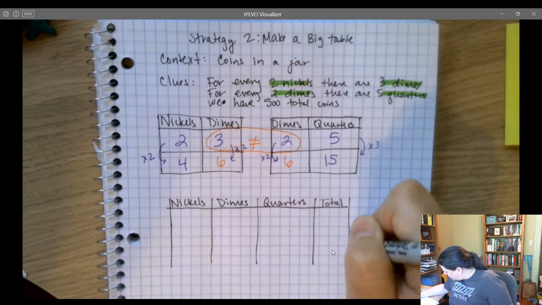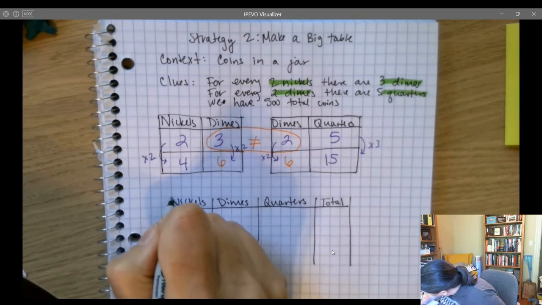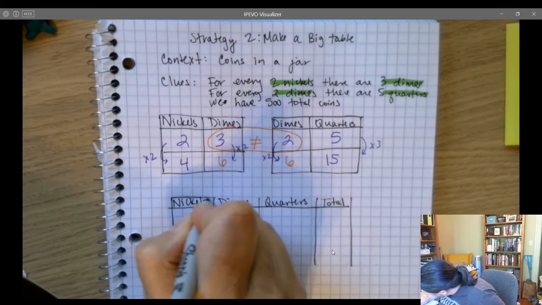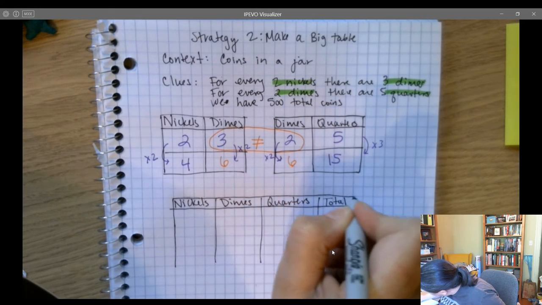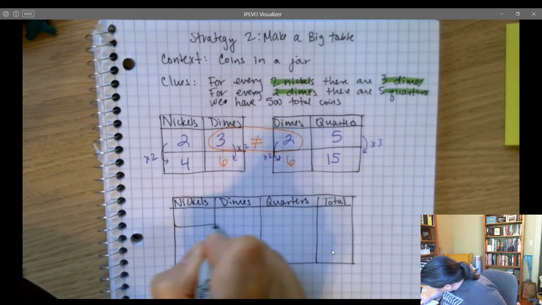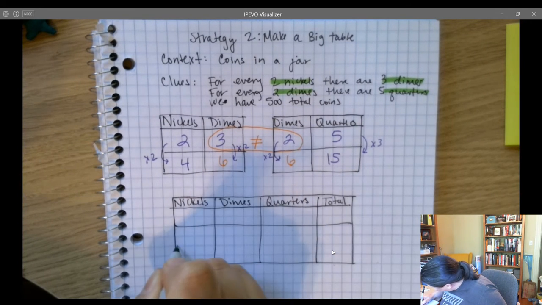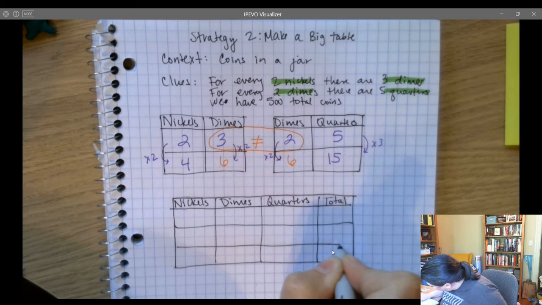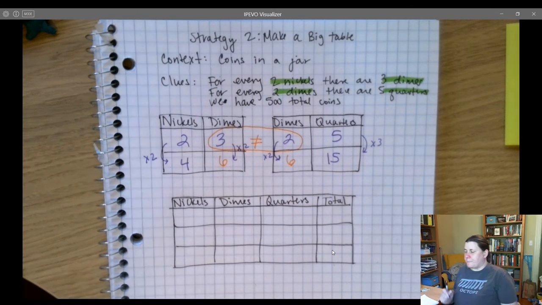If I was doing this in a classroom, the students would be also copying this with me, so silence would not be awkward. Perfect. All right. I can add more rows if I need them.